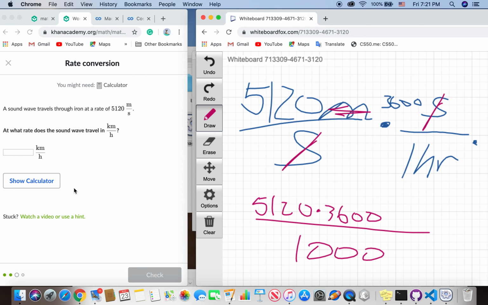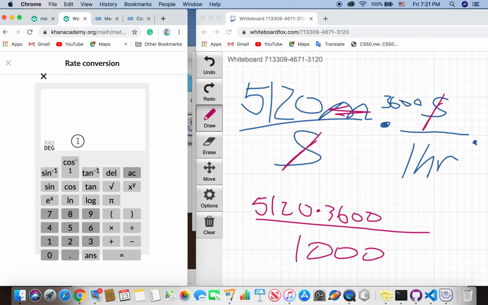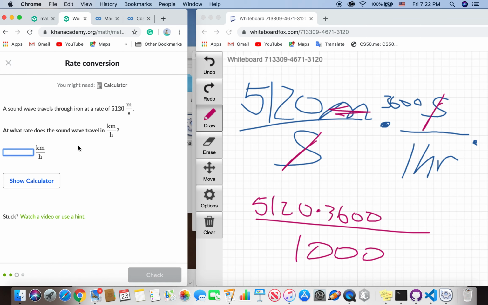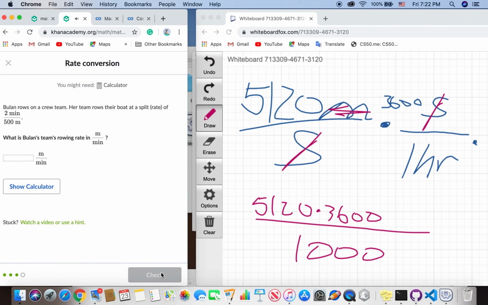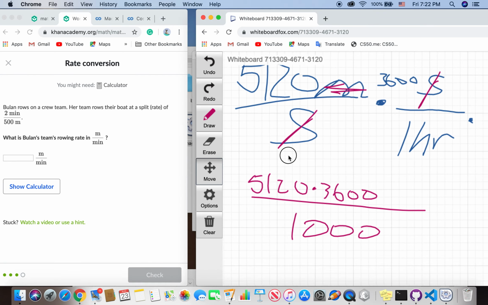So let's take a look at how this works in Khan Academy's calculator. So 5120, doesn't work. Okay, 5120 multiplied by 3600 divided by 1000 is equal to 18432. Hopefully that is correct. Good. And now we'll move down to this question.